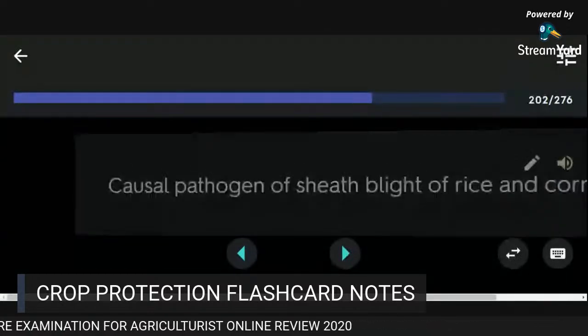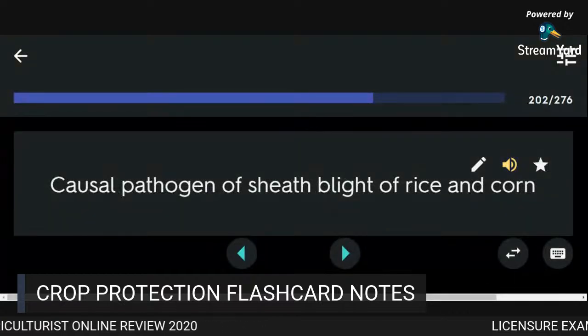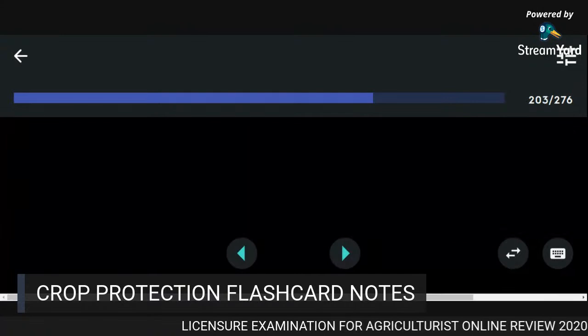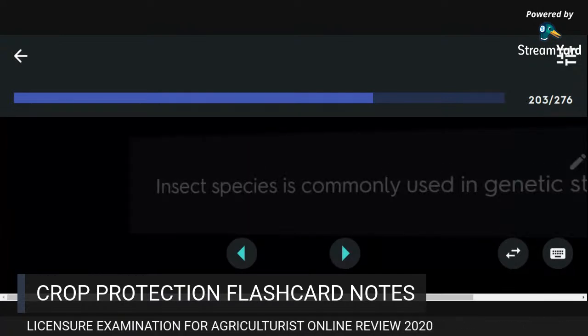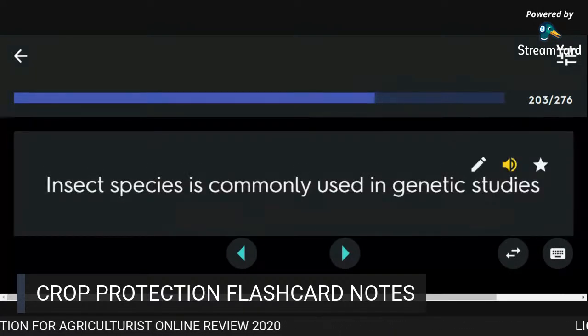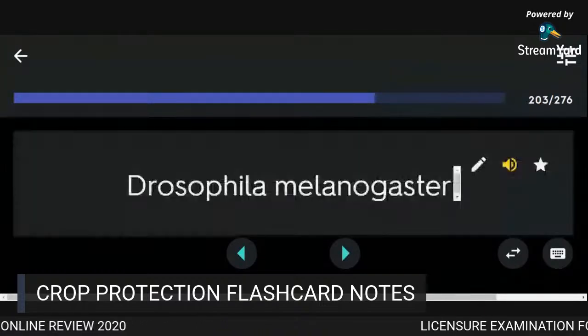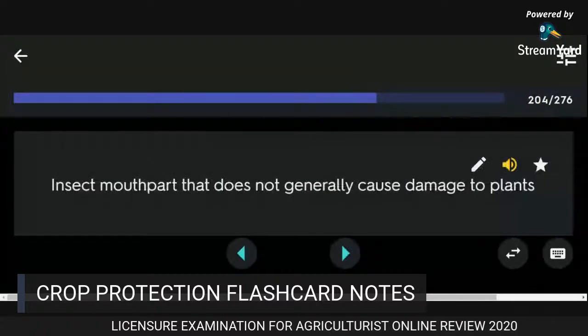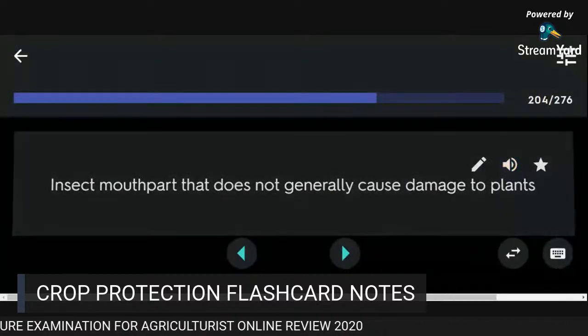Causal pathogen of sheath blight of rice and corn. Rhizoctonia solani. Insect species commonly used in genetic studies. Drosophila melanogaster. Insect mouthpart that does not generally cause damage to plants. Piercing, sucking, chewing, sponging.